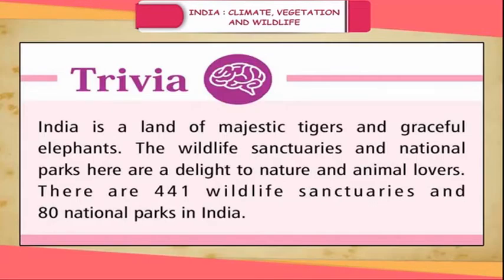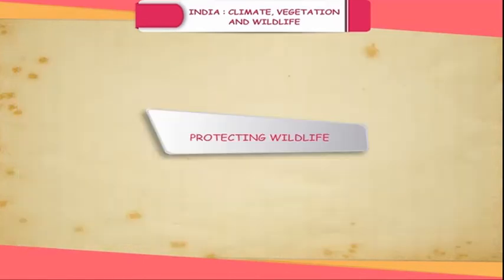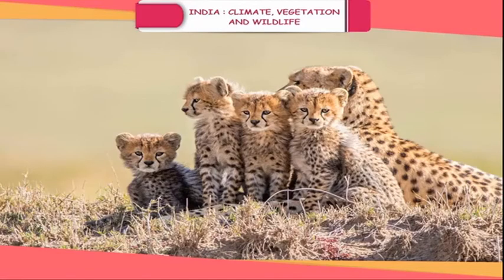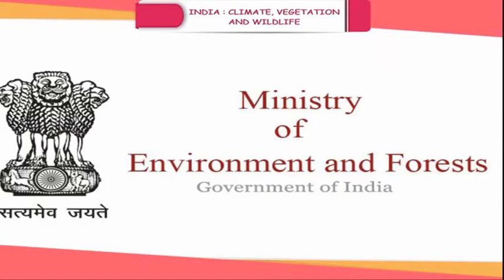Trivia: India is a land of majestic tigers and graceful elephants. The wildlife sanctuaries and national parks here are a delight to nature and animal lovers. There are 441 wildlife sanctuaries and 18 national parks in India. Protecting wildlife. We need to protect our biodiversity by protecting the habitats and ecosystems of wildlife and also by banning hunting. The Government of India has taken several measures to ensure that no further harm occurs.